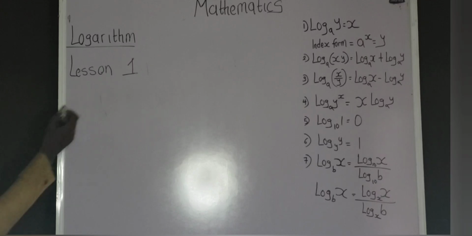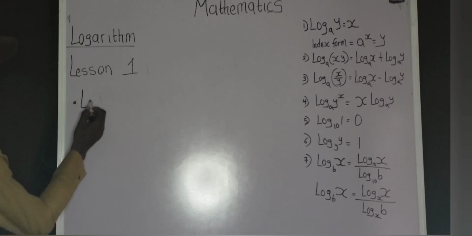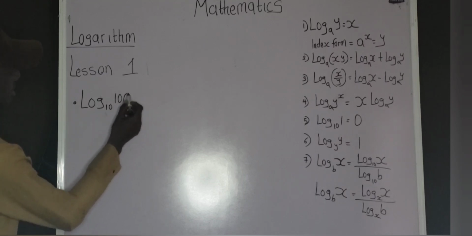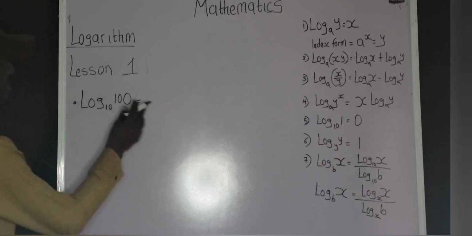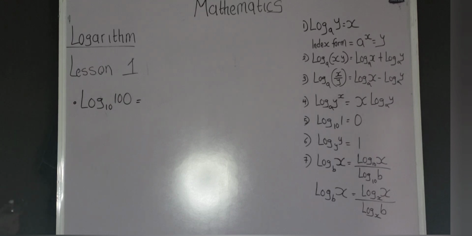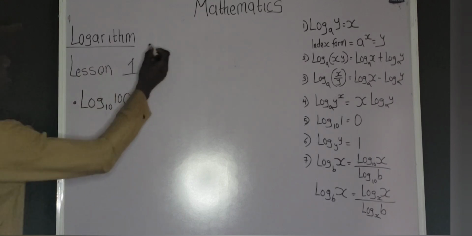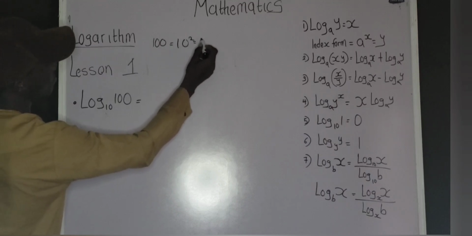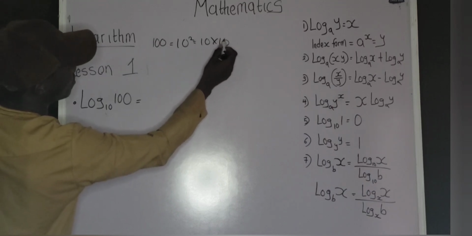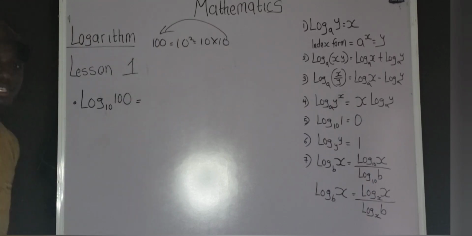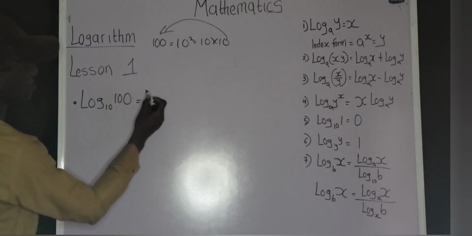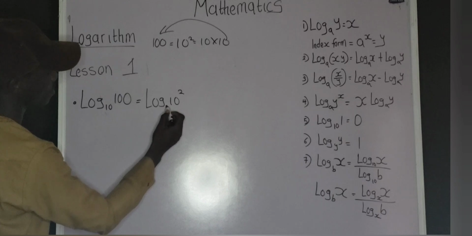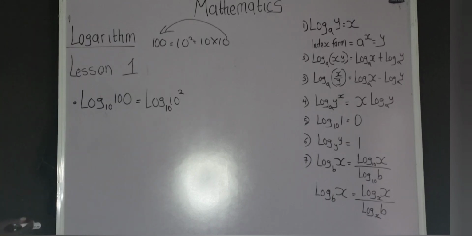Okay, let us have another worked example. Let's say we have log 100 base 10. Now let's find the expression for this. Don't forget that 100 is equal to what? 10 raised to the power of 2, which is 10 times 10, which is also the same thing as 100. So for this, I'm going to have log 10 raised to the power of 2 base 10. Do you understand?